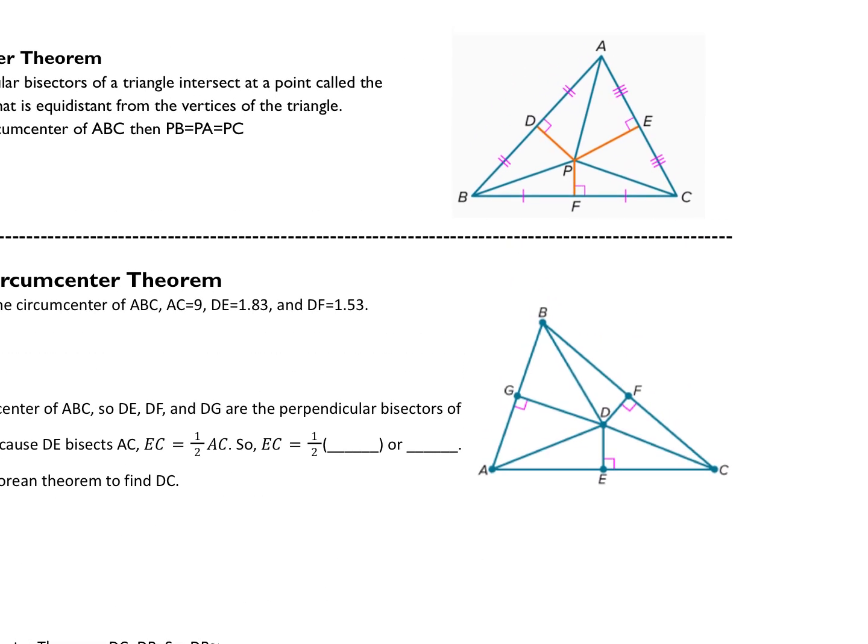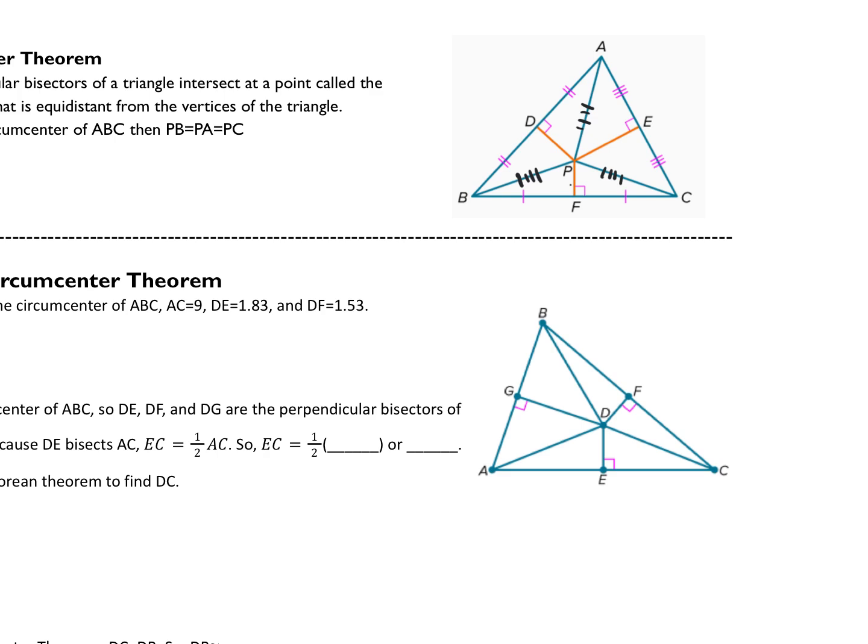So in this image, we could say that that is congruent to that, which is congruent to that. So all of the lines going from the vertex to the circumcenter P are all equal.